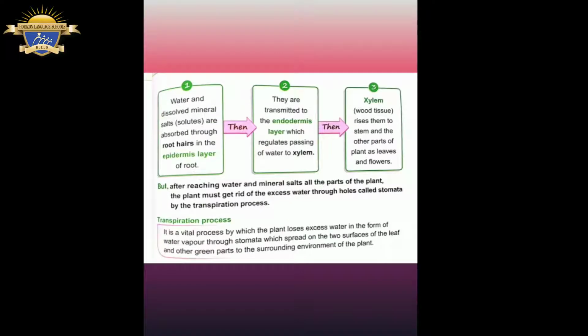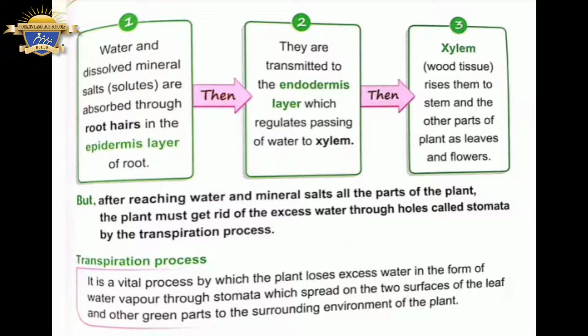Water and dissolved mineral salts are absorbed through root hairs in the epidermis layer of the root. Then they are transmitted to the endodermis layer, which regulates passing of water to the xylem. Then the xylem, or root tissue, raises them to the stem and the other parts of the plant such as leaves and flowers. But after water and mineral salts reach all parts of the plant, it must get rid of the excess water through holes called stomata by the transpiration process.